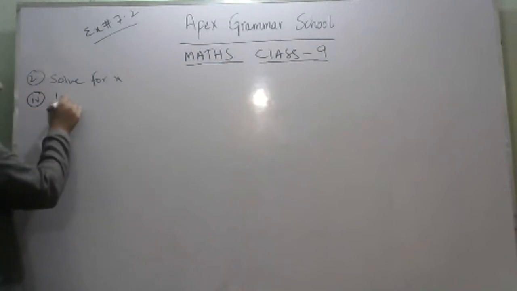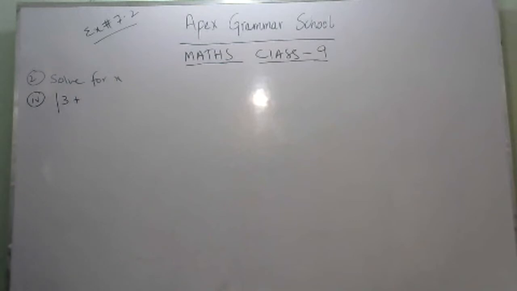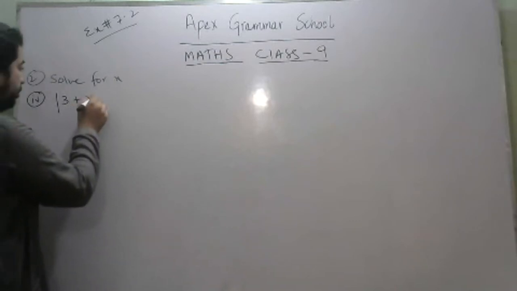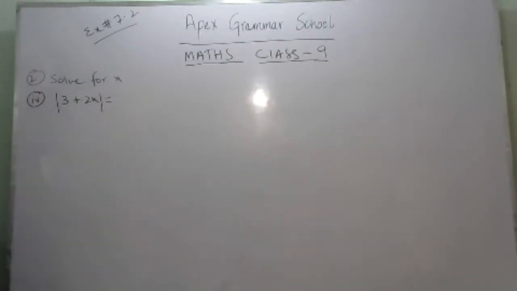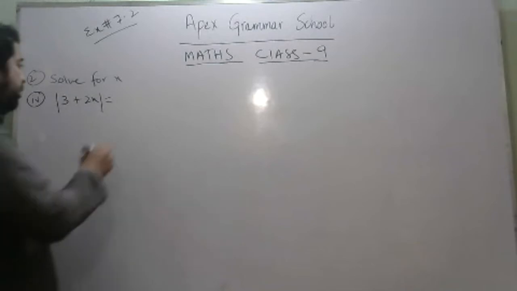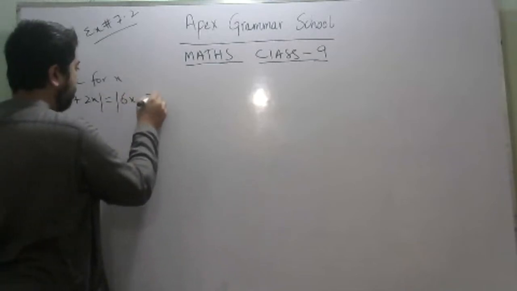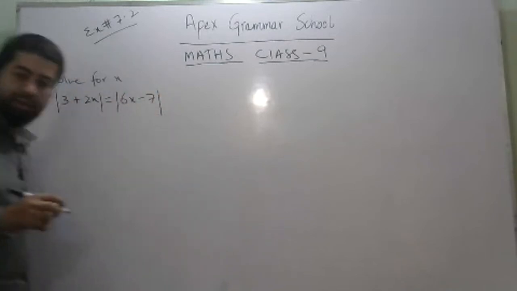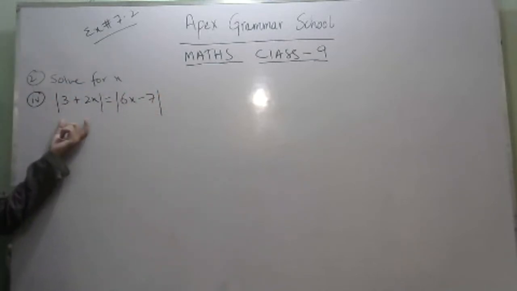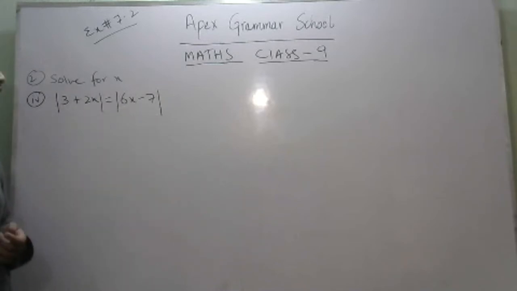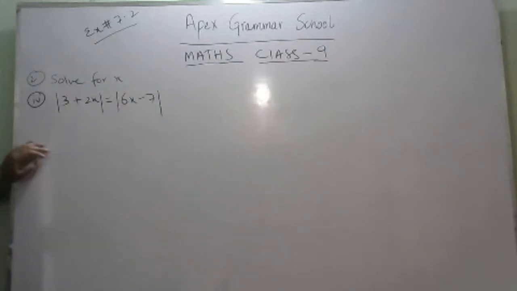Part number 4 is 3 plus 2x is equal to 6x minus 7. So you can see that on the left hand side and on the right hand side, we have both values. You can find with the mod sign. This is the new situation. You just need to solve it just like the previous method.